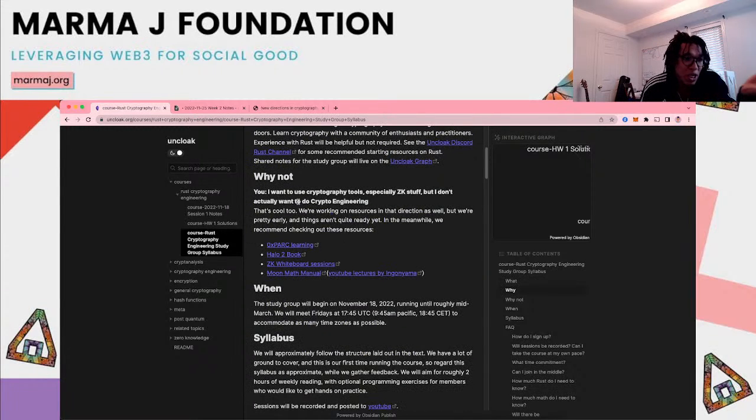Anyways, why should you not join this group? If you want to use cryptography tools, ZK stuff, but don't want to actually do engineering, that's cool. Resources will be created for that, but you can look at this stuff and get started. So maybe not necessarily be in this specific study group if that's what you're trying to do.